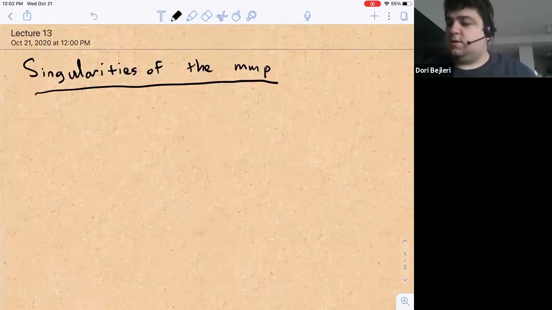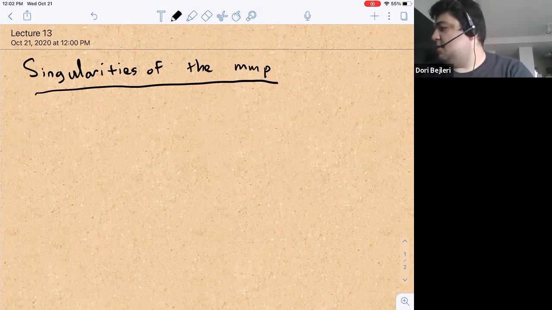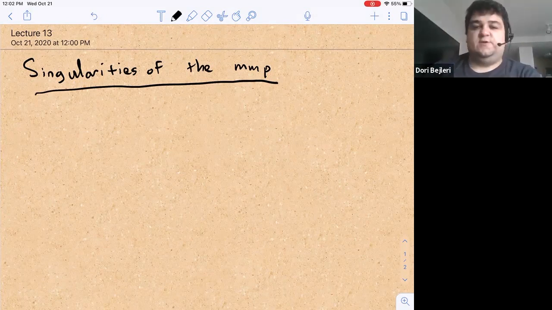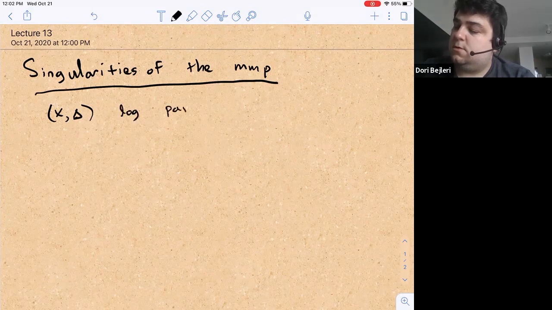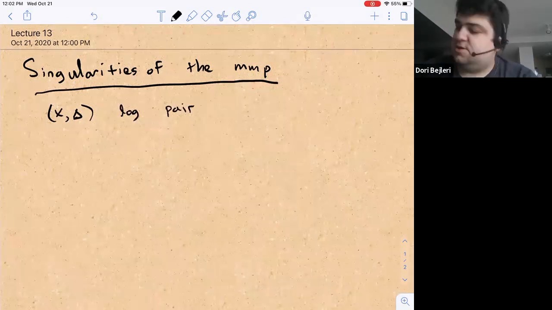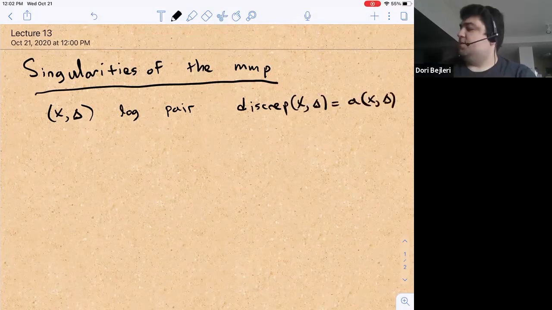All right, welcome back. So last time we gave all the different definitions of singularities of the minimal model program. Let's recap them and all the relations between them, and then I need to make one slight correction. So we have our log pair (X, Δ). And let's just denote the discrepancy of (X, Δ) by just a, just to make the table a little easier.